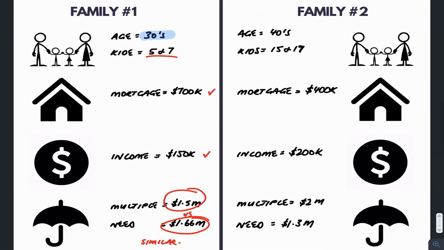Family number 2, this couple's a little bit older, they're in their 40s. Their kids are a little bit older, they're 15 and 17. Their debt has been paid down to about $400,000, and their family income has increased slightly to about $200,000. Using Scott's multiple of salary method again, they would need about $2 million worth of life and TPD cover. Using my method, I believe this family needs about $1.3 million to put them in exactly the same position should anything happen as the earlier family.